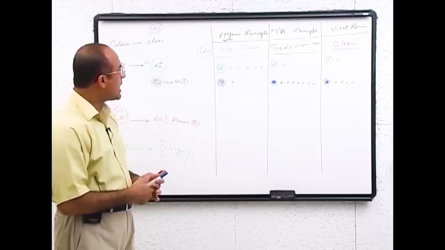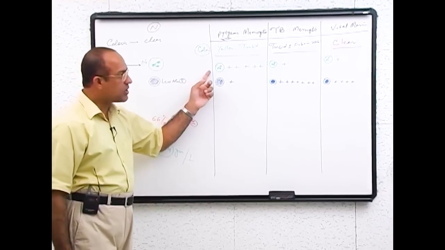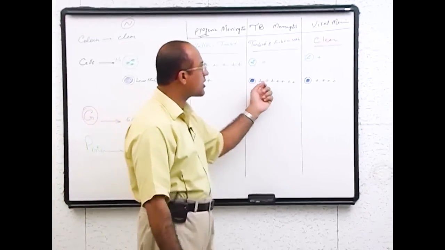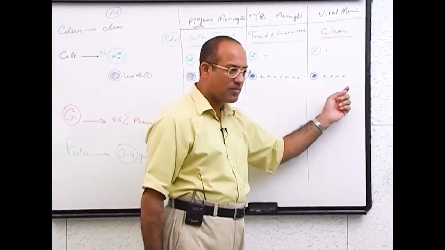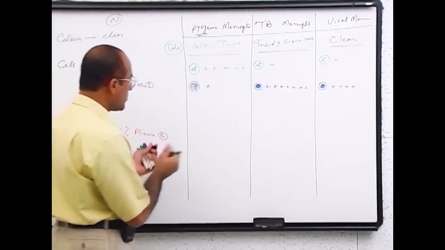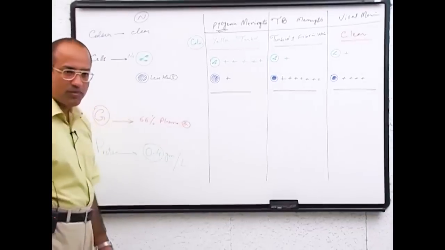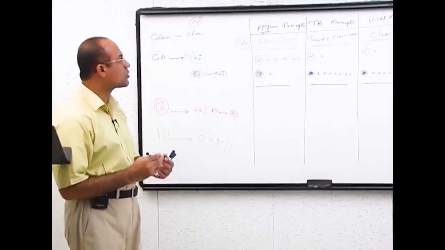It means that when you have a lot of neutrophils, it is pyogenic. When there are a lot of lymphocytes, then it may be tuberculosis, it may be viral. But there are other ways to differentiate these two from each other. Is that clear up to now? Now, we talk about glucose.